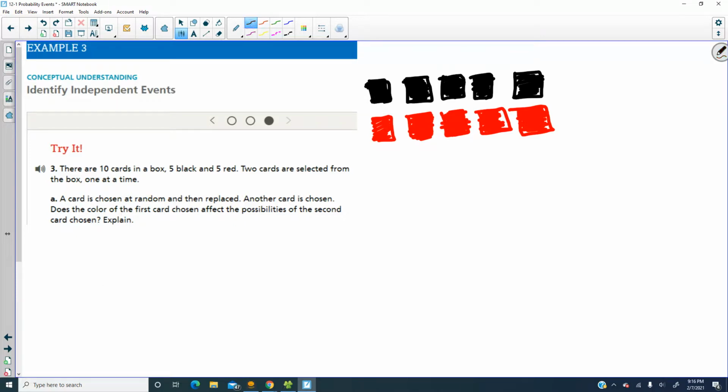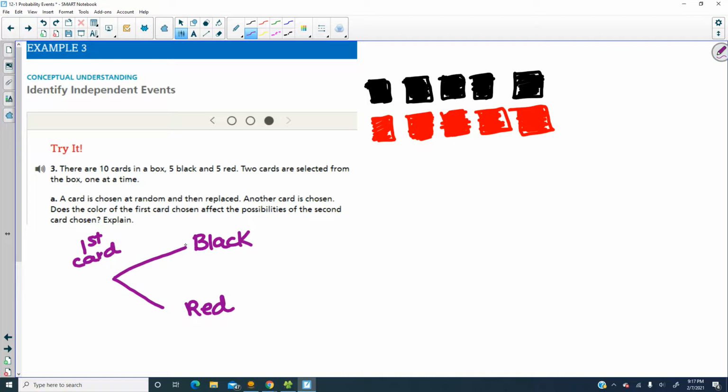Okay, so let's say I have my first card. Two things can happen. I can either get a black card or I can get a red card.